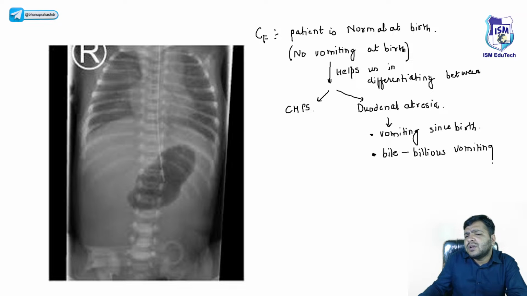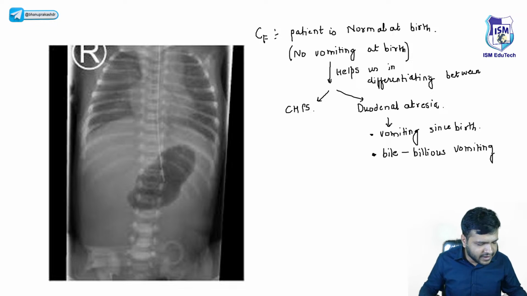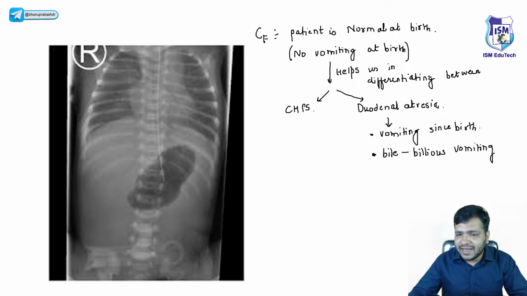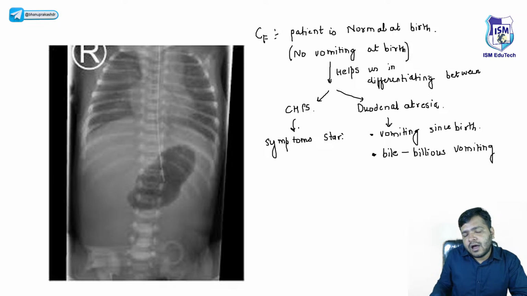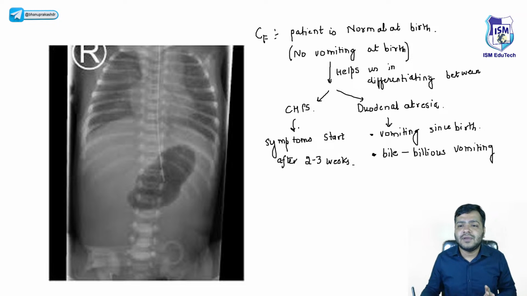So there will be two clinical cases, guys. The examiner will not try to confuse you. He will give that a child is normal at birth, there is no vomiting at birth, but the symptoms start after 2 to 3 weeks. That is the hint of the question, guys, that you have to come to the diagnosis.